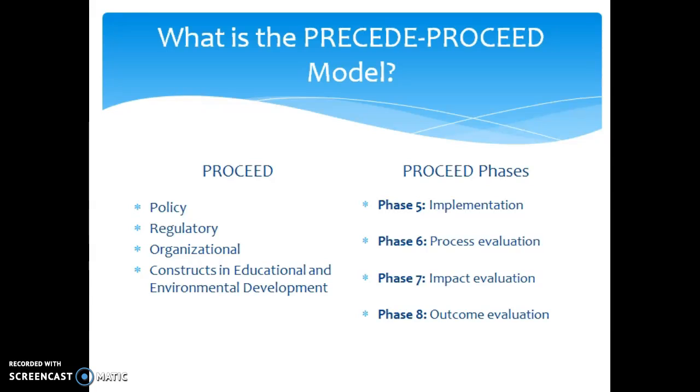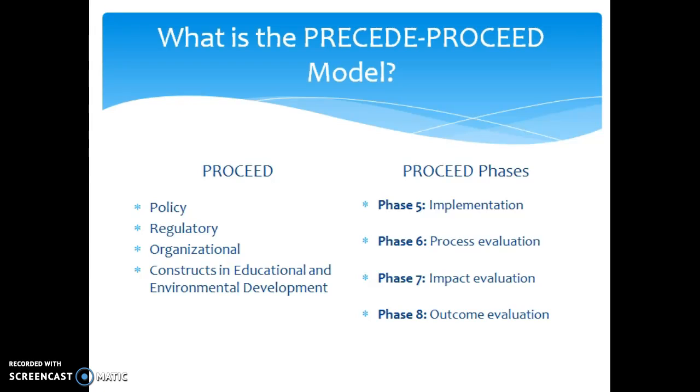The Proceed portion stands for policy, regulatory, organizational, constructs, and educational and environmental development. In this portion of the model, it has 4 phases as well, phase 5 to phase 8. Phase 5 is implementation. This portion of the model is where we design the program and conduct the intervention.